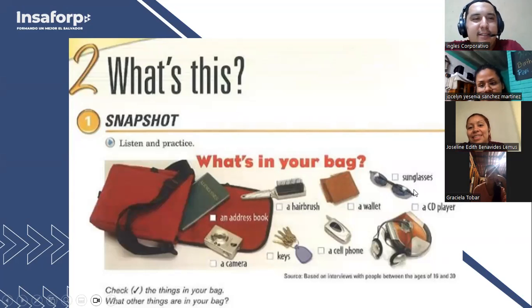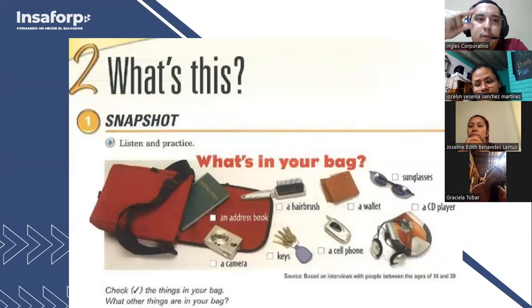Okay, what about sunglasses? I think the majority of people carry some. In my case, I only carry sunglasses in the car. In the upper part of the roof, there is a compartment where you put the sunglasses. Because if I carry them in my bag, I can lose them, because one time I was almost near to that situation. That's why I always put them in the roof.